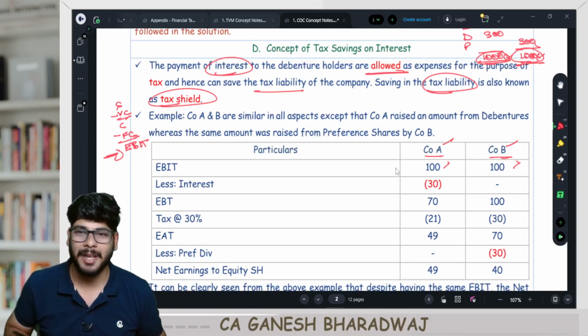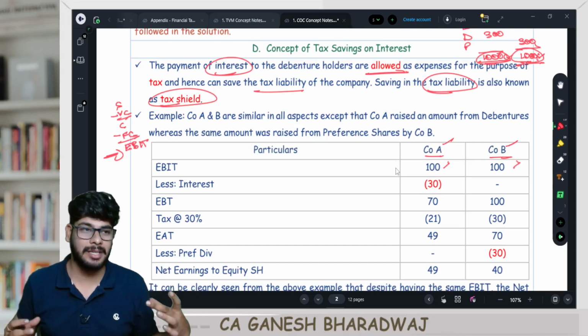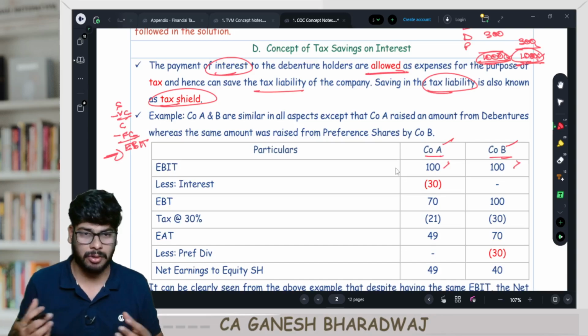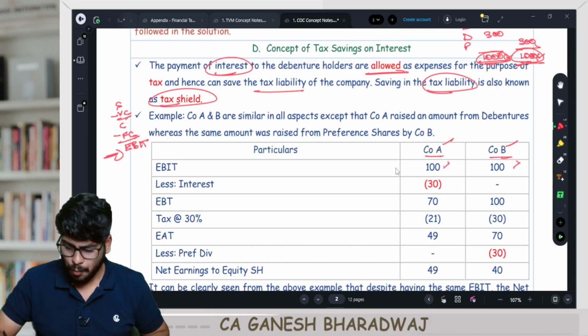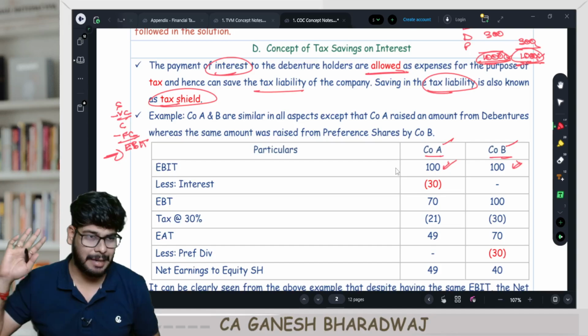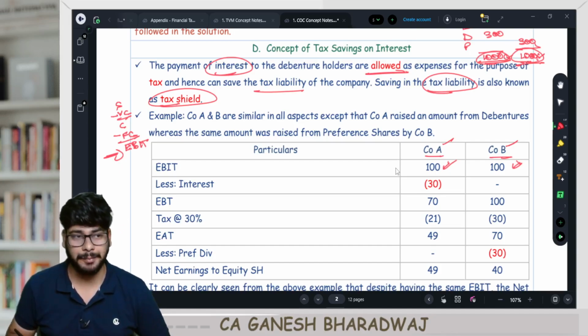Are you clear with this? So basically these two are interrelated subjects. That is the reason why we are learning it like this. In the next chapter, leverages, I'll deal more with the concepts of marginal costing, which is a background for that chapter. But coming back here, both the companies are starting with the same amount of EBIT, which is 100 crores. Clear with this, guys?